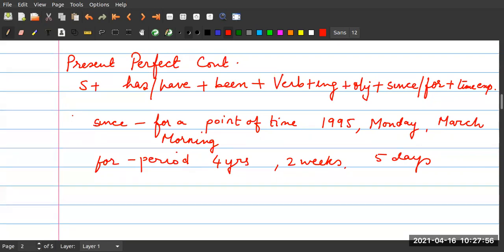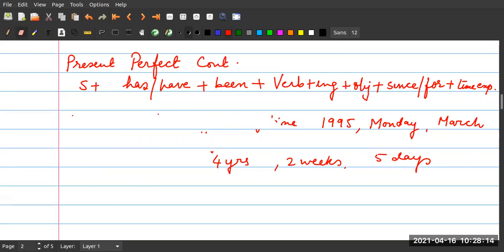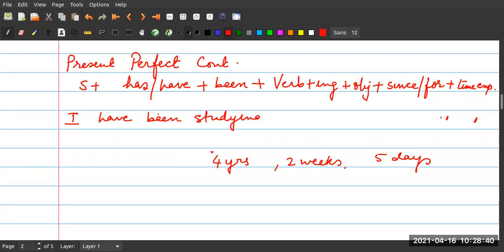So this since and for, yes. We will take an example. I have been studying in DAV for 10 years. Yeah, DAV since 2010. If one particular year, 2010, is given, then you will use since.